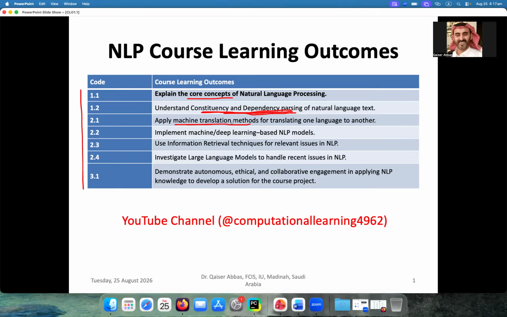And then we will move on to machine translation. You already know what translation means. So we will see one or two algorithms here on how you can do this machine translation from one language to another one.